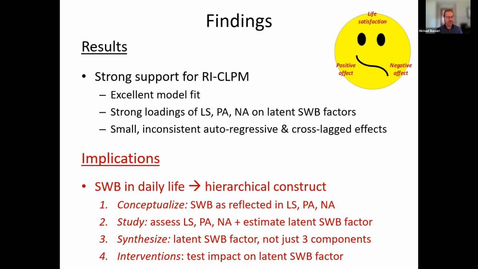Finally, from an applied perspective, when developing methods for boosting SWB, researchers should test the impact of a given intervention on a latent SWB factor, not just on LSPA and NA separately.